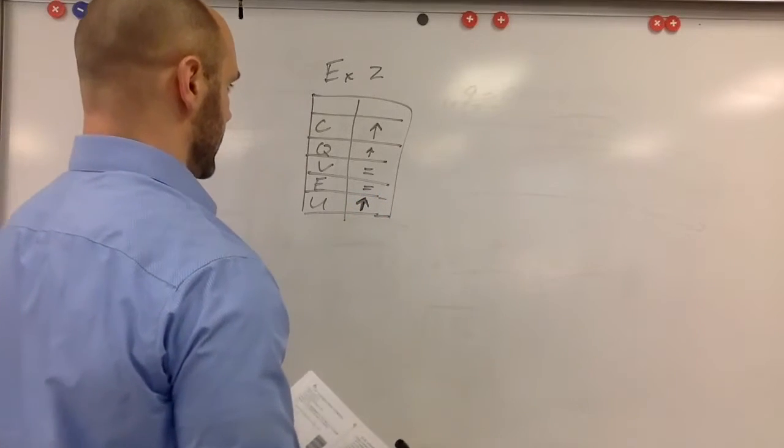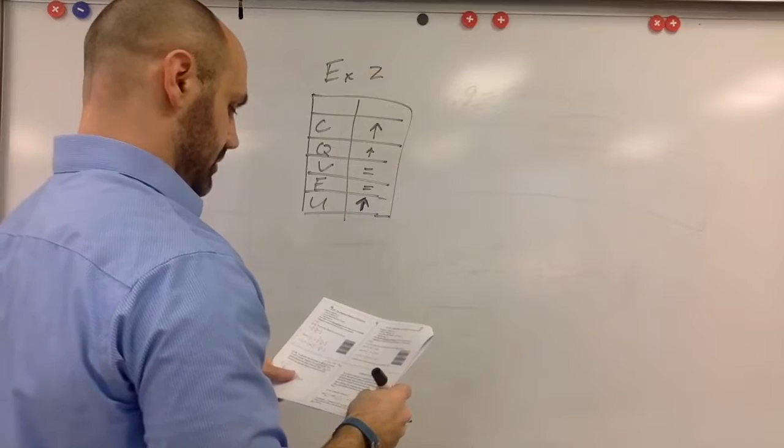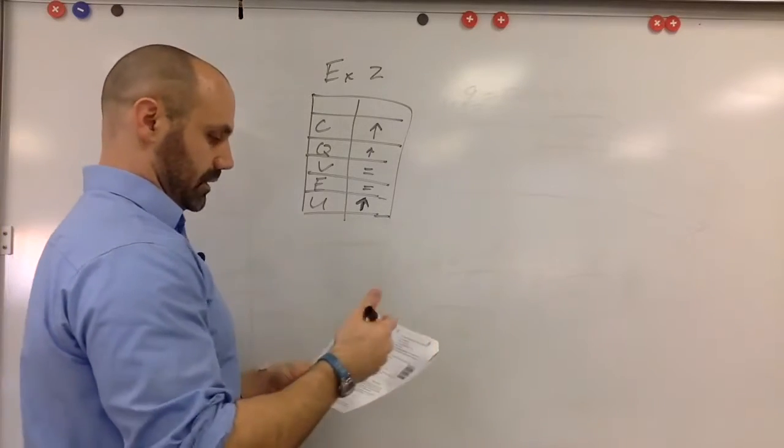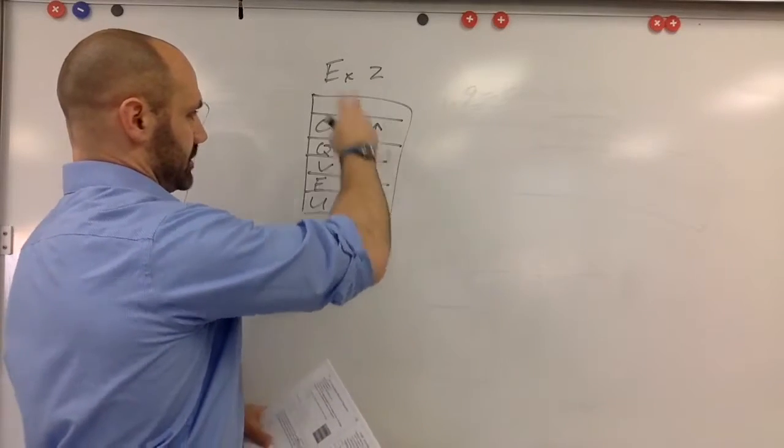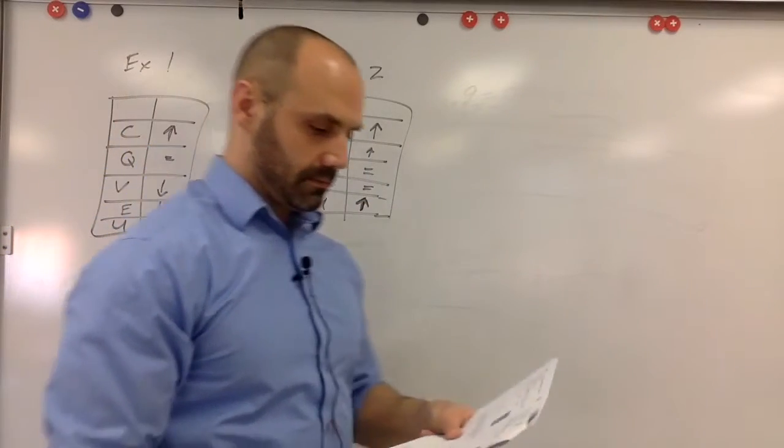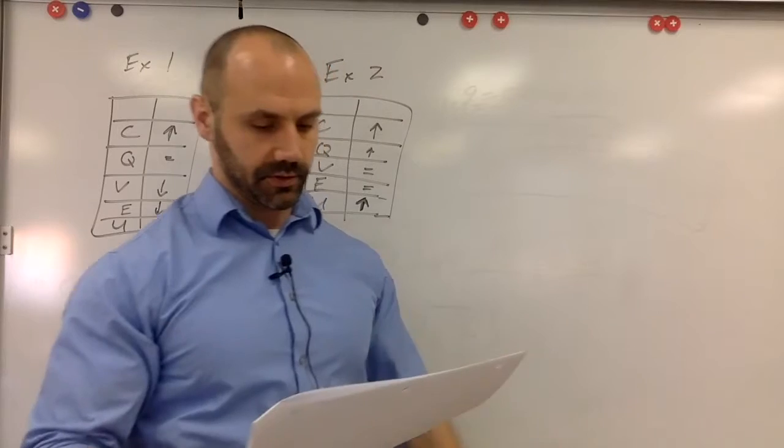Okay. But the potential energy goes up. If you look at the 1/2 CV squared, then what you end up with is that C goes up, but V remains the same, and so the stored energy goes up.